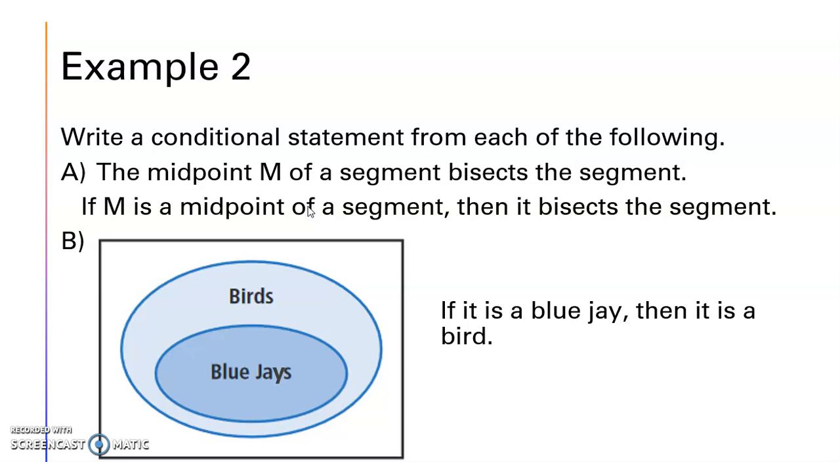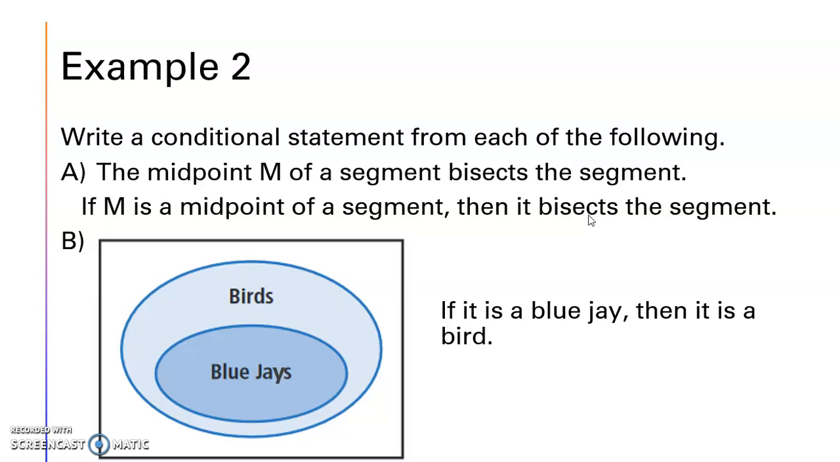So you want to just be careful. The bisect needs to be in the conclusion because that's what it's telling us. If it's a midpoint, then it's going to bisect. Okay, so just be a little careful about how you word that. If you're not sure, put it in your classwork and I can check it for you and let you know if you're right or wrong.